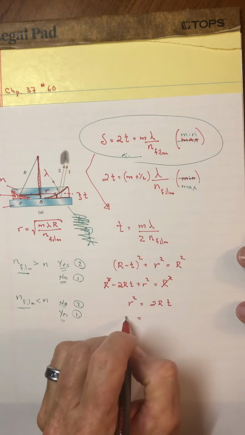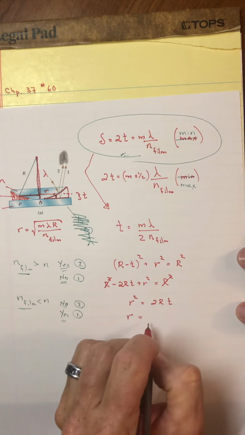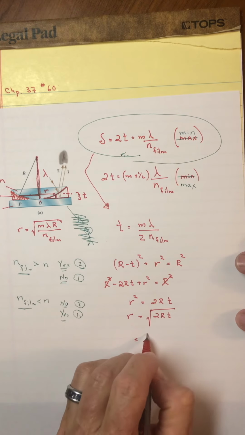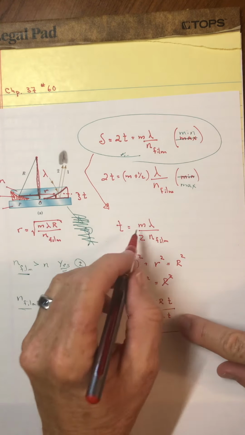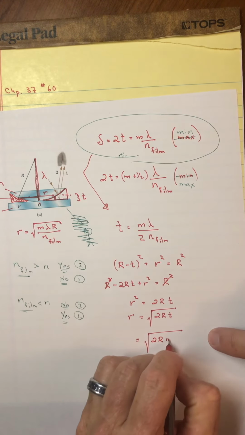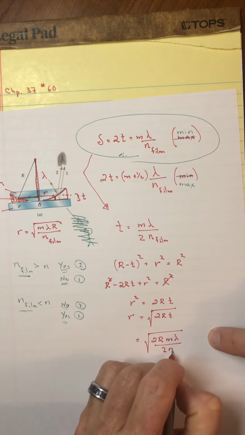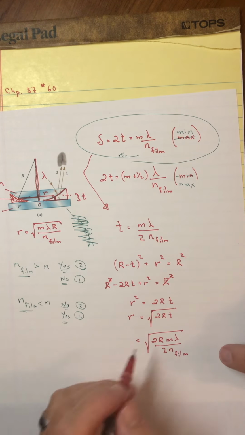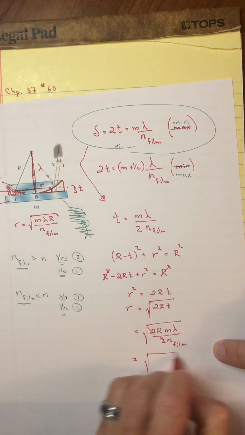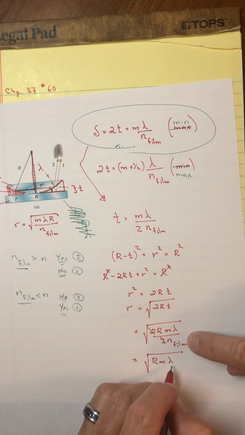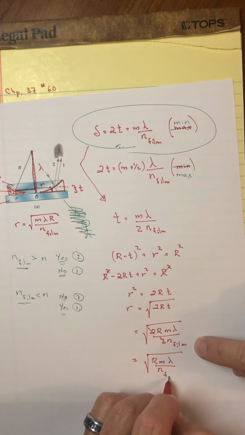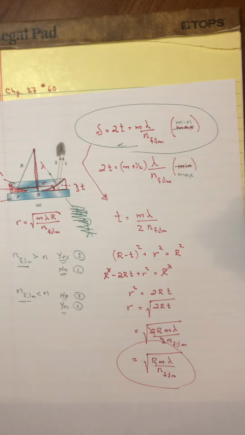If we take the square roots of this, we get r equals the square root of 2Rt. Now, if we take the t in here, so we've got the 2R, and the t is the m lambda over 2, and then the index of the film. The 2's cancel off, and I think we got the answer. We got an R, we got an m, and we got a lambda. That's okay, the numerator. And in the bottom, we've got the index of the film. Yay! So there's our answer.